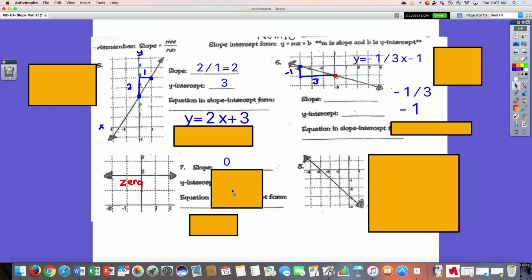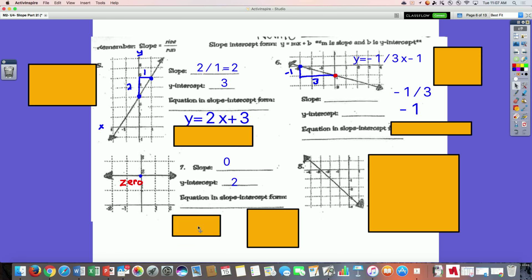So the slope is 0, right? Well, it does cross the y-axis right here at 2. It crosses the y-axis right there at 2, right on this point. So it seems like a funny equation, but the y-intercept is 2. So y equals 2. Doesn't matter what x is. Y just equals 2.